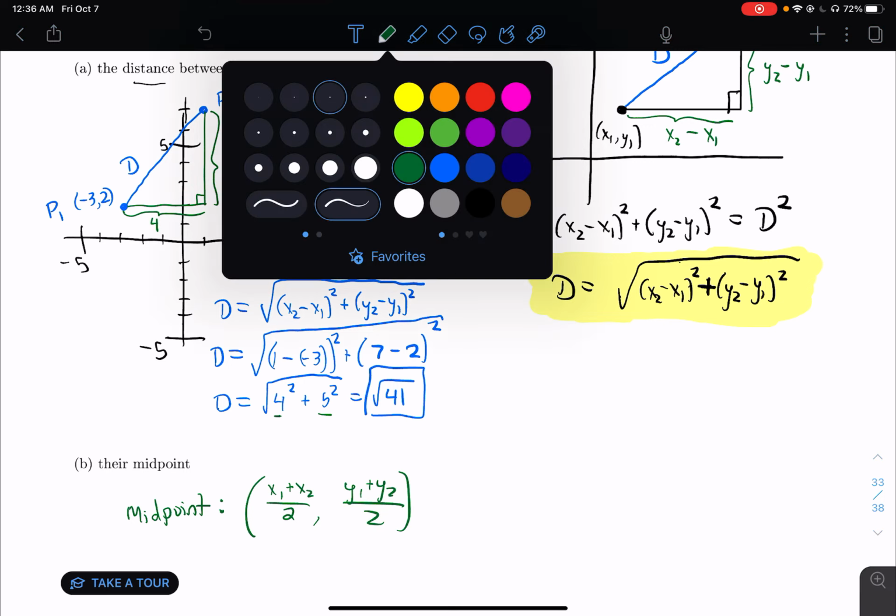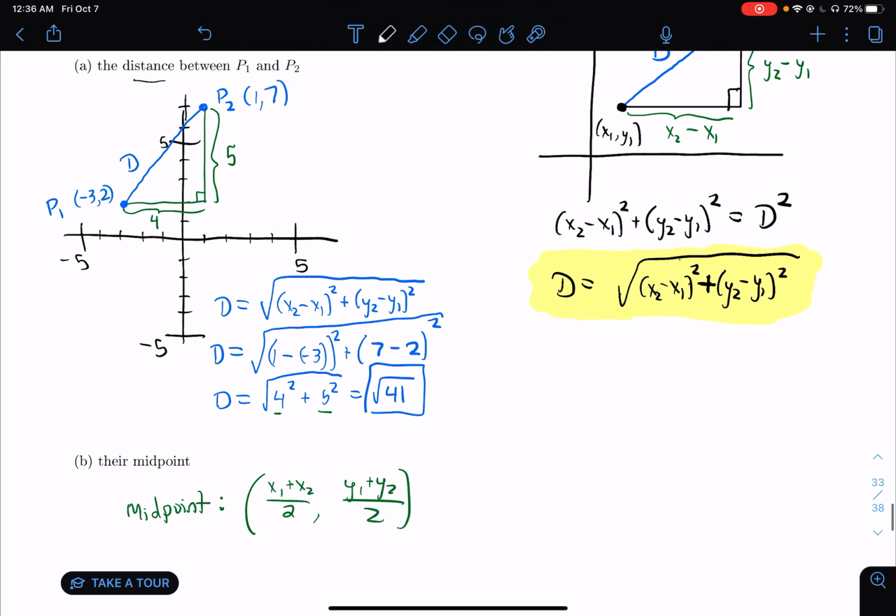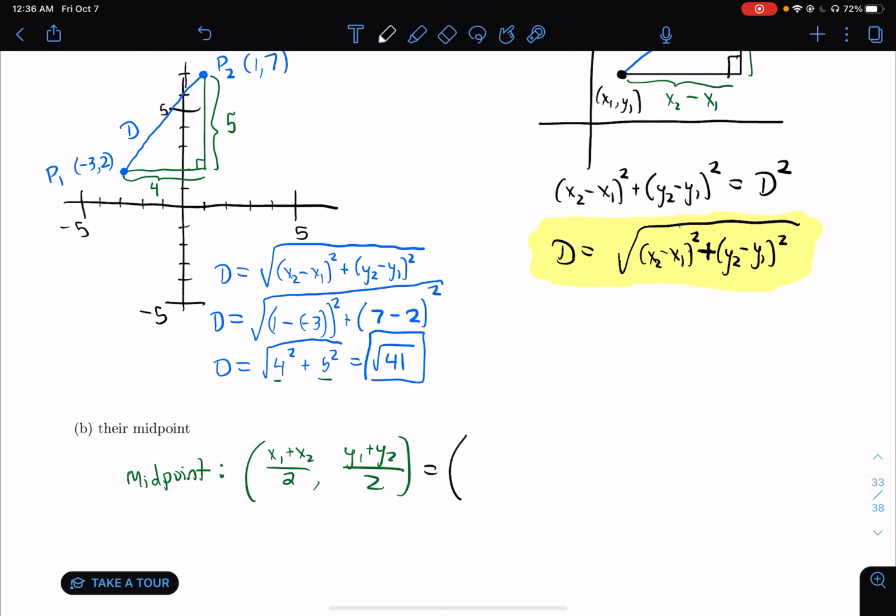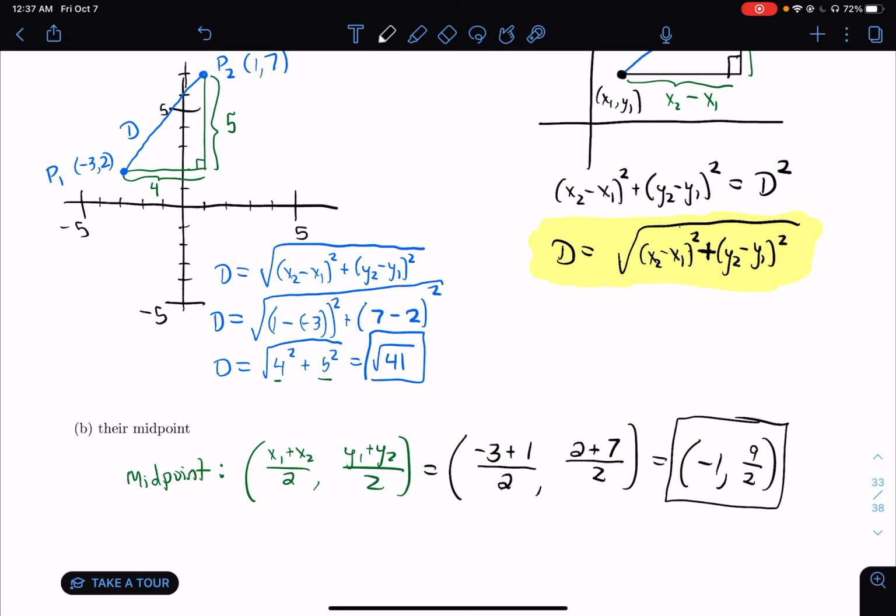Okay, so let's just plug in here. So my x values, one of them is negative 3. One of them is 1. I'm going to add them together and divide by 2. Comma, I'll do the same thing for the y's. One of the y values is 2. One of them is 7. I add them together and divide by 2. Okay, and if I simplify, first fraction is negative 2 over 2. That's negative 1. Comma, the next fraction is 9 halves. All right, so we got our midpoint, negative 1, comma 9 halves.